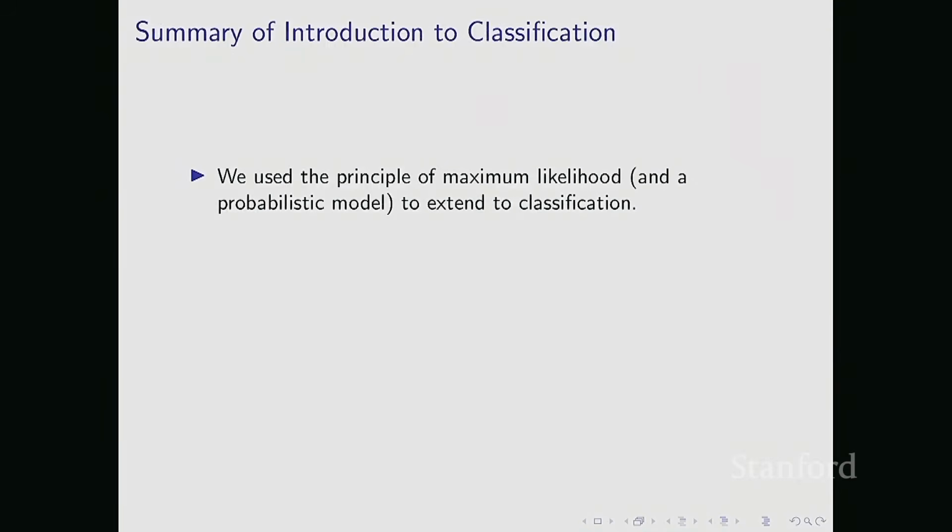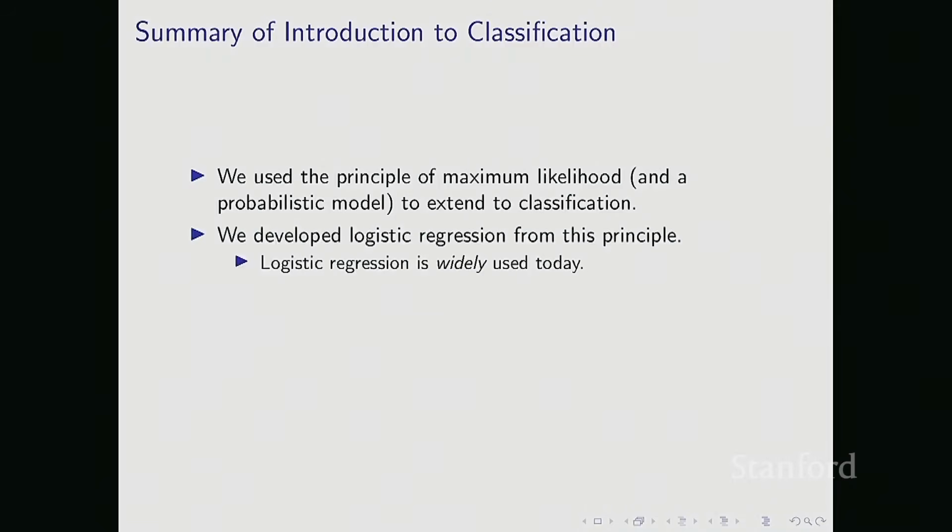Okay. So what did we learn? We use the principle of maximum likelihood in a probabilistic model to extend this work to classification. We developed logistic regression from this principle. It's extremely widely used today. This is a model that, as I said, you've probably used, or used a product that has logistic regression or what's called softmax inside of it. Important for me is you've seen this principle.